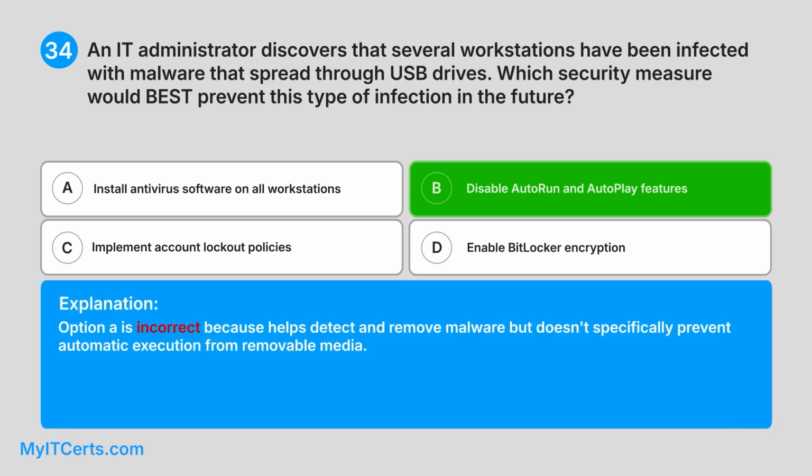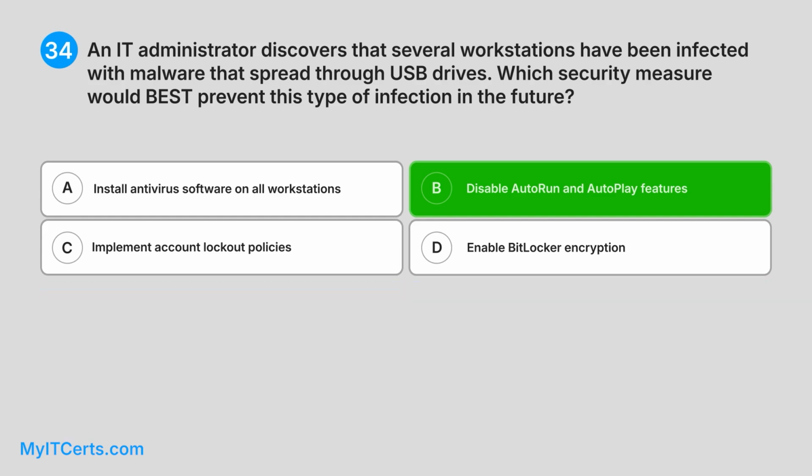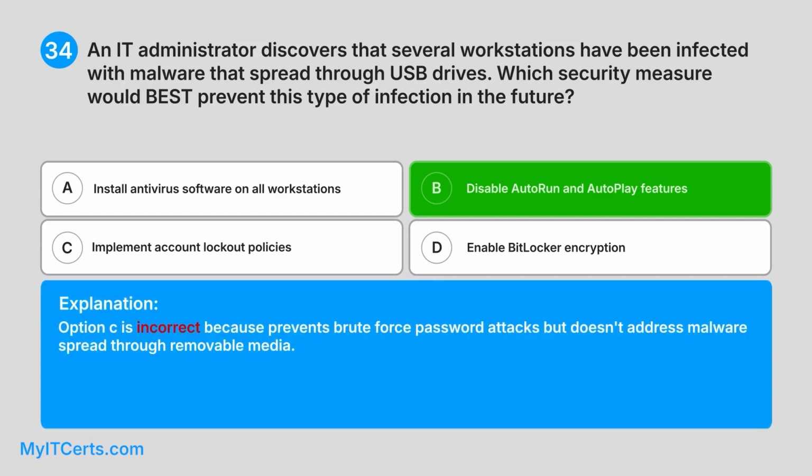Option A, install antivirus software on all workstations, is incorrect because it helps detect and remove malware, but doesn't specifically prevent automatic execution from removable media. Option C, implement account lockout policies, is incorrect because it prevents brute force password attacks, but doesn't address malware spread through removable media. Option D, enable BitLocker encryption, is incorrect because it encrypts data, but doesn't prevent malware execution when media is inserted.